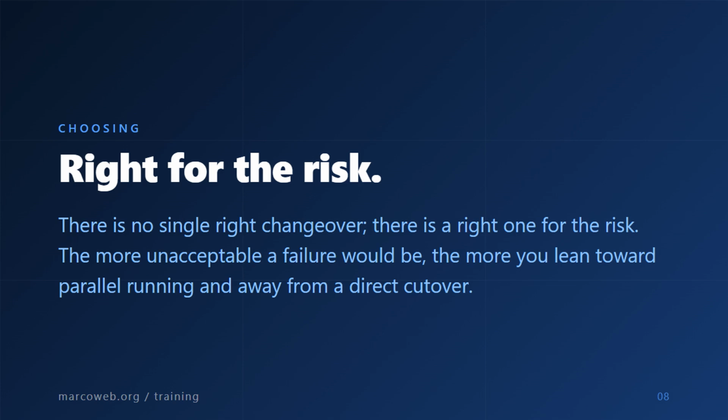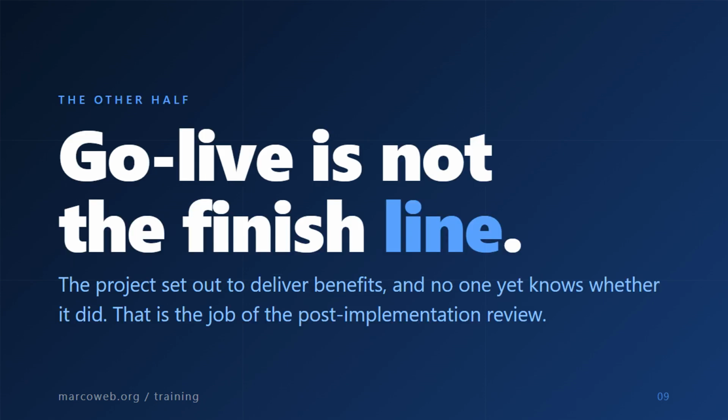Which means there is no single right changeover, there is a right one for the risk. The more unacceptable a failure would be, the more you lean toward parallel running and away from a direct cutover. Now the second decision. Going live is not the finish line. The project set out to deliver benefits, the ones the sponsor put in the business case back in Lesson 1, and no one yet knows whether it did.